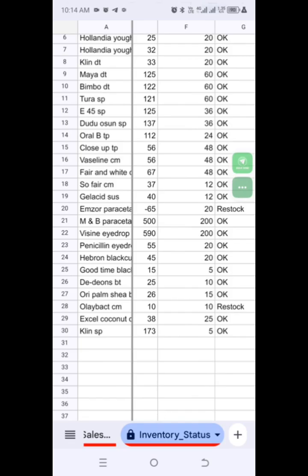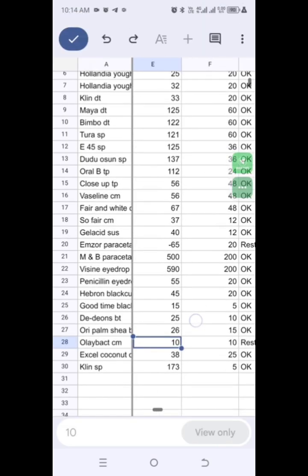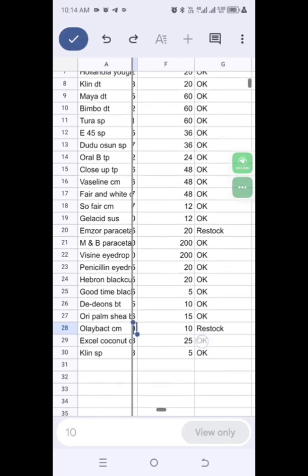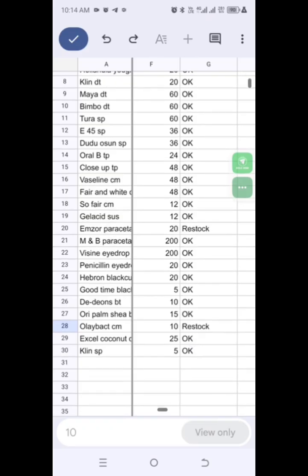This one has 28, this is 10 and this is 10. So it's giving us an alert to restock, so you don't lose sales because you didn't know you ran out of stock. That's what BIS helps you with.